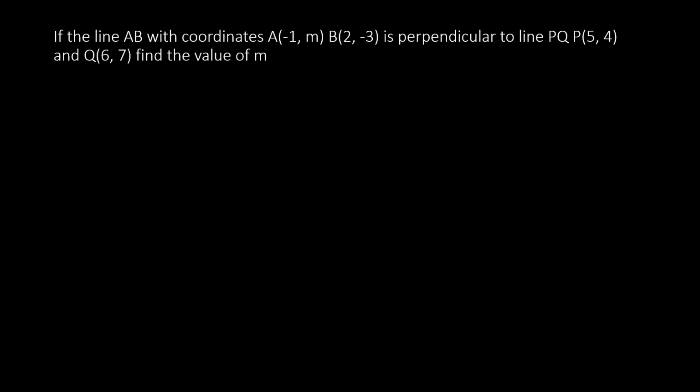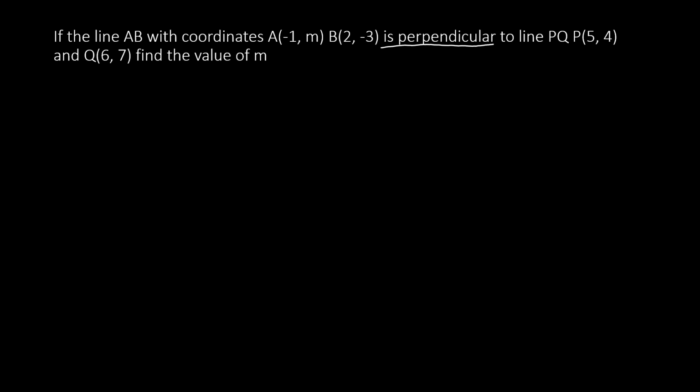The second question we have here is this. The question states, if the line AB with coordinates A(-1, m) and B(2, -3) is perpendicular to the line PQ, P(5, 4) and Q(6, 7), find the value of M. We have to find the value of M from this question. And we are given that line AB is perpendicular to line PQ.